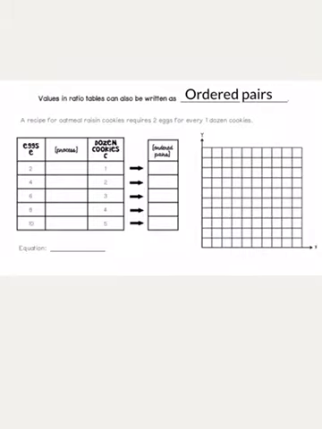This video is going to explain how we go from a ratio table to creating a graph. So first we have to understand that the values in the ratio tables can also be written as ordered pairs, which is this idea here. So now we have this scenario.